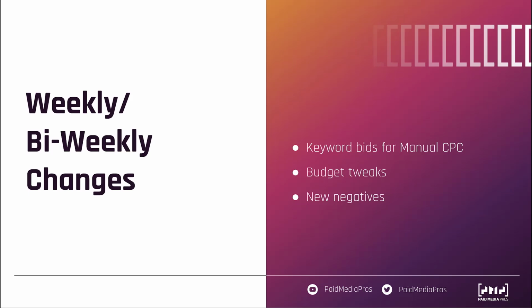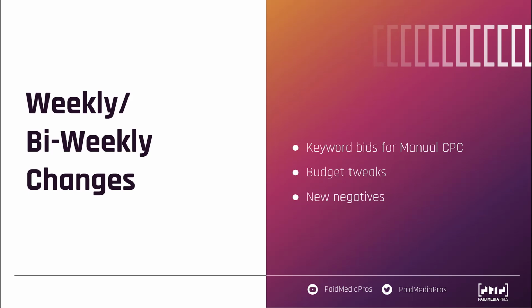As we saw earlier, one of these had not very many changes and one had a lot of changes, but the degrees and the frequency just weren't what we wanted to see. So on a weekly or bi-weekly basis, we're usually looking for things like this. If you're on manual CPC, we want to see your keyword bids being tweaked up, down, moving them all around based on performance.